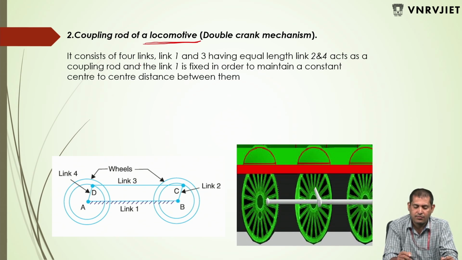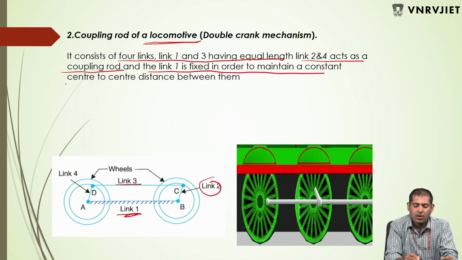So it consists of 4 links. First you can see link 1 and link 3 having equal lengths. Link 2 acts as a coupling rod, and link 1 is fixed in order to maintain the constant center to center distance between them.